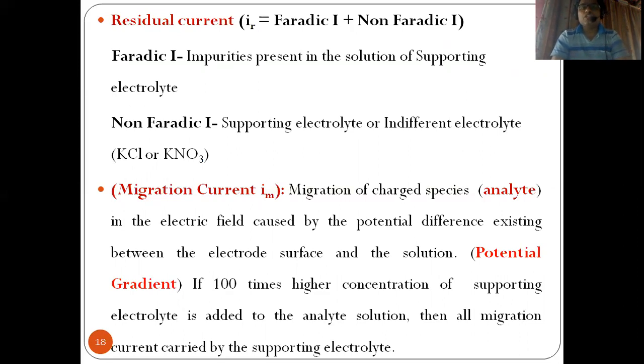Next one is the migration current. Migration of a charged species, that is your analyte, in the electric field caused by the potential difference existing between the electrode surface and the solution, that is your potential gradient. If 100 times higher concentration of the supporting electrolyte is added to the analyte solution, then all migration current is carried by the supporting electrolyte, and our analyte is now free to move towards the DME or dropping mercury electrode surface through a diffusion process only, not through a potential gradient. So migration current is solely carried by your supporting electrolyte.